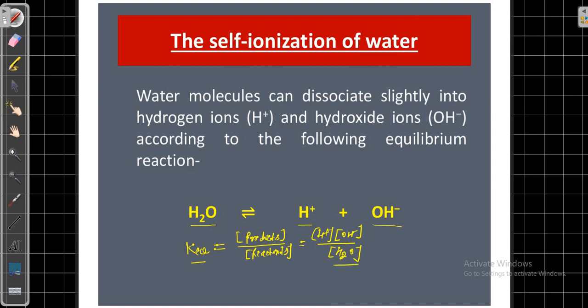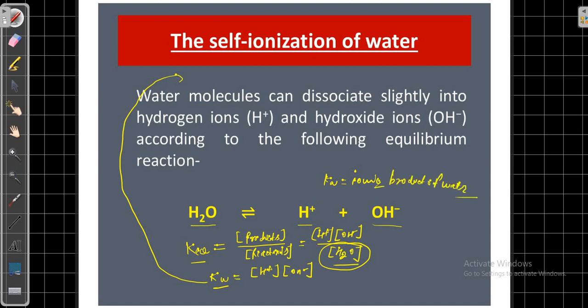And when I say that the concentration of the water remains constant, we can combine this water with the equilibrium constant and we get a new constant, that is Kw, equal to [H+][OH-], and this Kw represents the ionic product of water. Kw is the ionic product of water. So here you can see it is the product of the molar concentration of the hydrogen ions and hydroxyl ions.